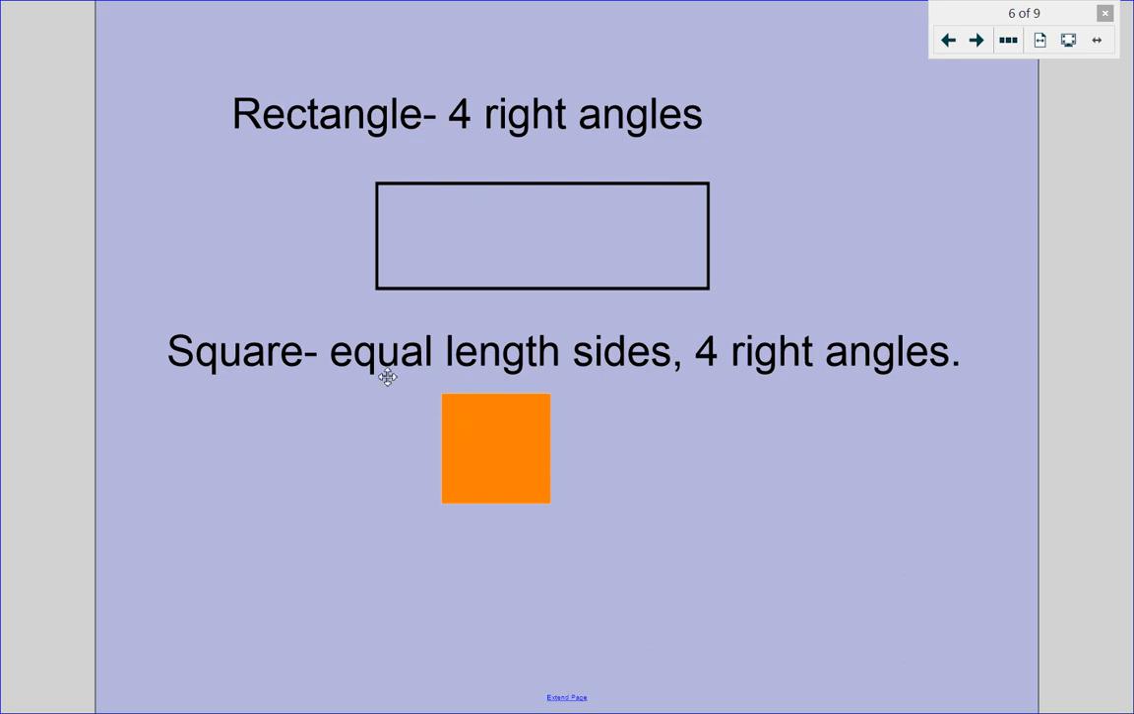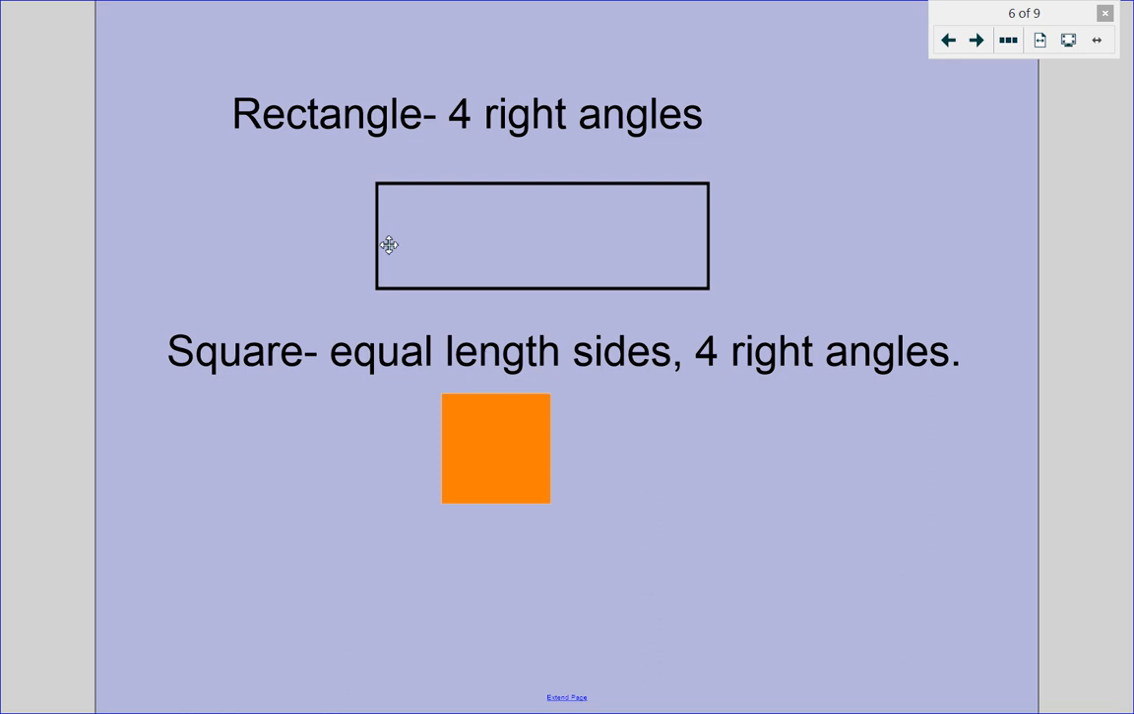Now, a square has equal length sides and 4 right angles. So a square has to have 4 right angles and 4 sides that are exactly the same. Now sometimes this can be confusing because a square is also a rectangle. A rectangle has 4 right angles and 2 sets of parallel lines. So does the square. The square has 2 sets of parallel lines and it has 4 right angles. So a square is a rectangle. But a rectangle is not a square because its lengths of the sides are not all equal.